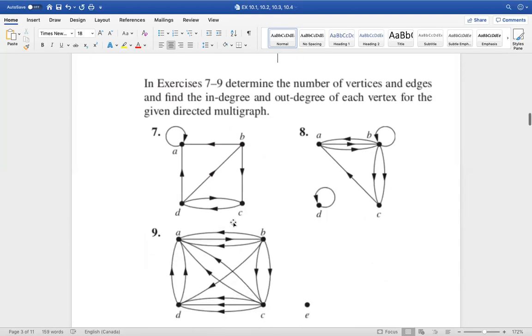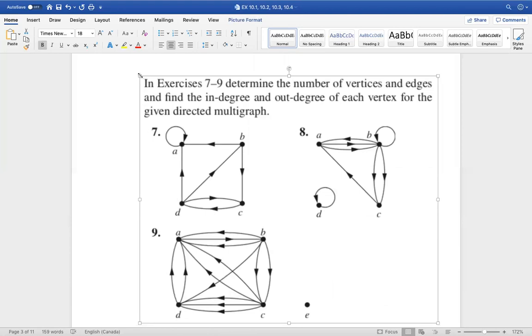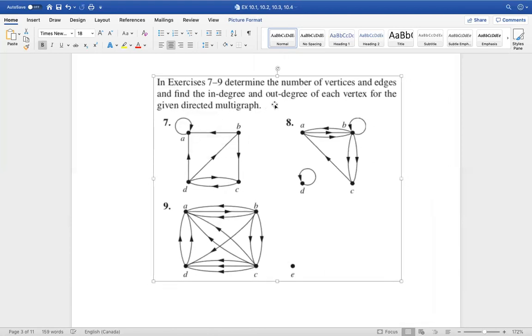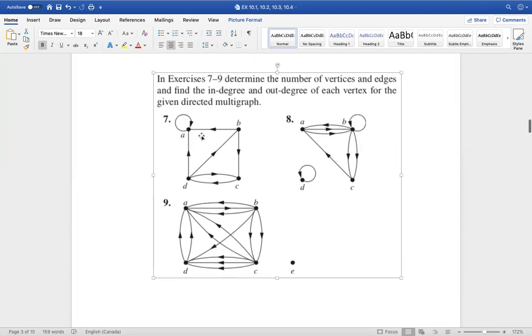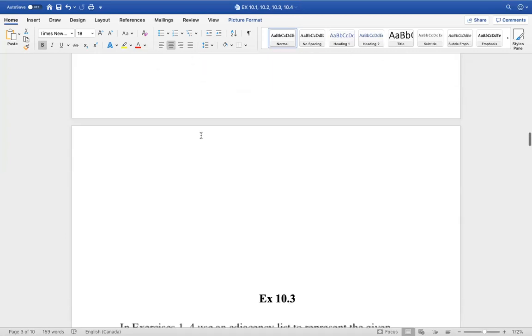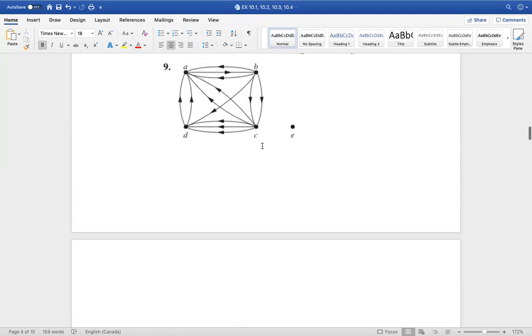Okay, so in this question, 7 to 9, we also have to determine the number of vertices and edges and find the in degree and out degree of each vertex for the given directed multigraph. So previously we had an undirected graph, but now we have a directed graph. Therefore it will also have an in degree and out degree for each vertex. Okay, so let's do this.